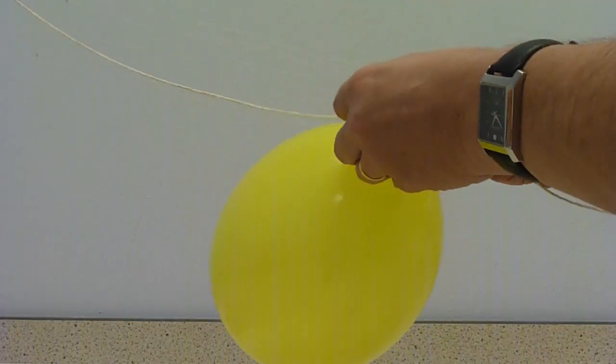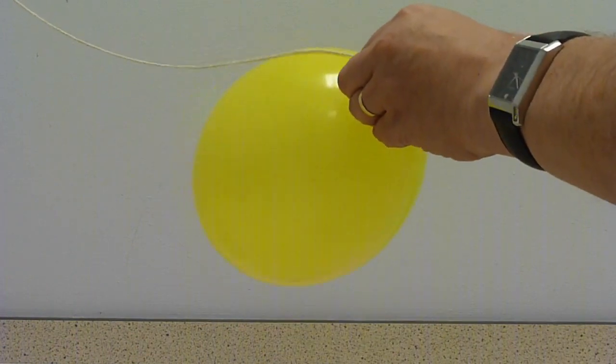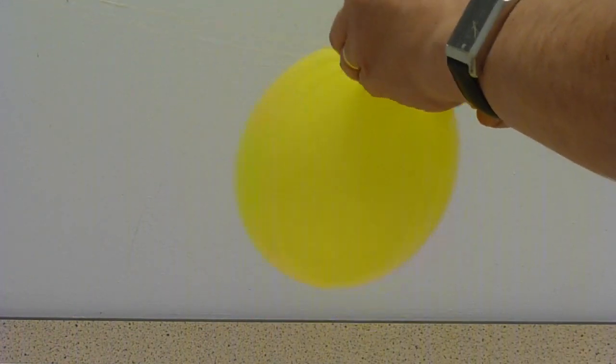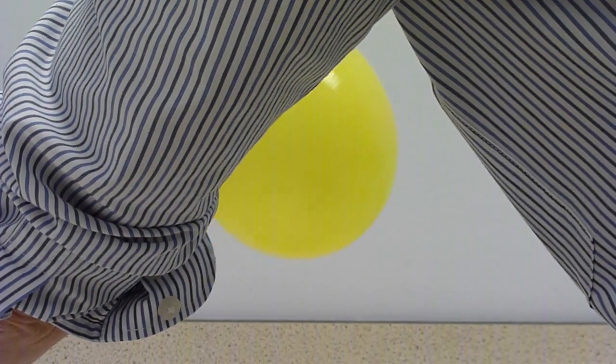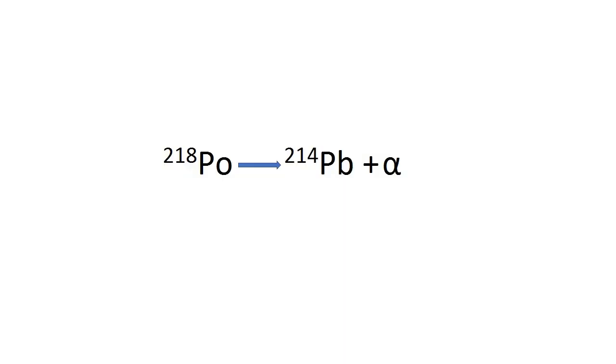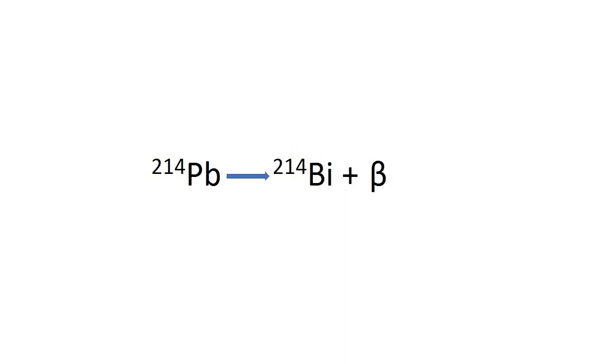If we leave the charged balloon suspended in a room, polonium-218 will accumulate on it. Polonium-218 has a half-life of just over 3 minutes, decaying by alpha emission to lead-214. Lead-214 is also radioactive. It decays via beta emission to bismuth-214 with a half-life of about 27 minutes.